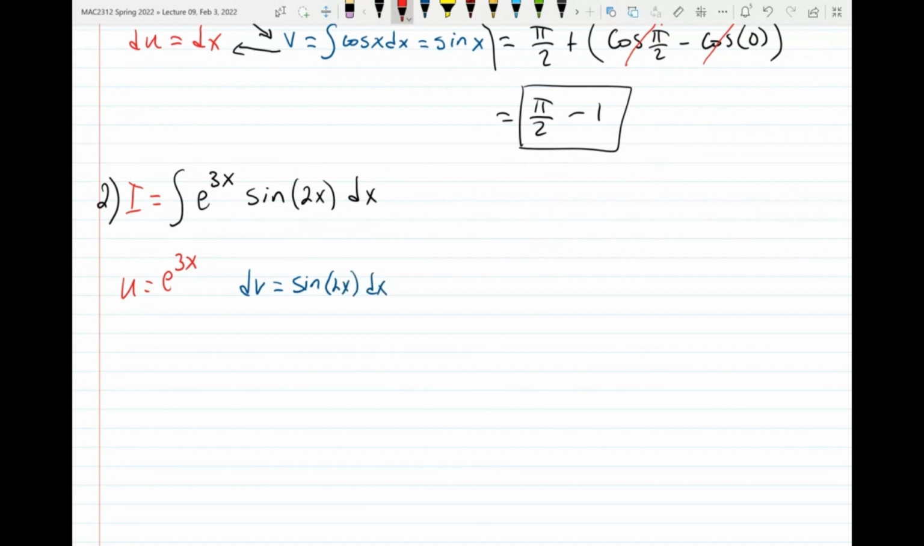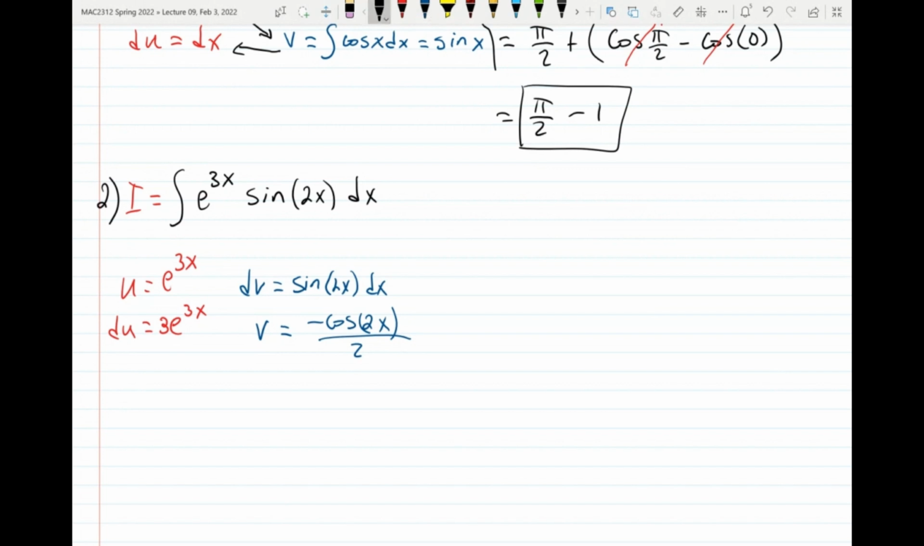All right, so now we find du. That would be 3 times e to the 3x. Remember, chain rule, okay? And then v, what is this? Negative cosine of 2x divided by 2. Yes? Everybody following what's going on?